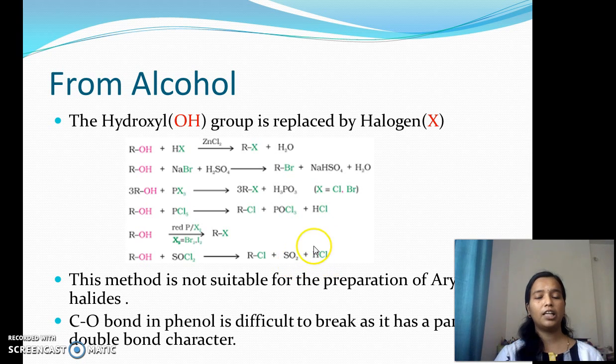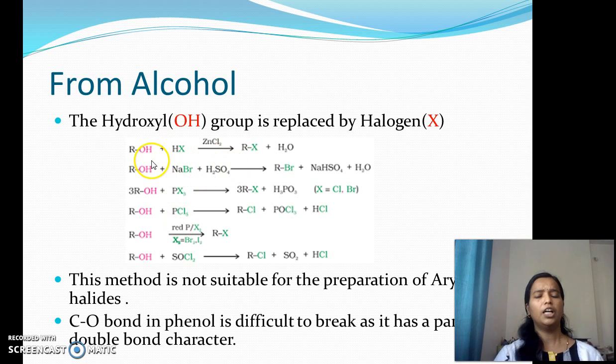These are easily escapable gases, so here you will get pure alkyl halides. That is why this method of treatment of alcohol with thionyl chloride is considered to be the most suitable method for the preparation of alkyl halides. Then there are other methods like treatment with phosphorus halides or treatment with red phosphorus, etc.